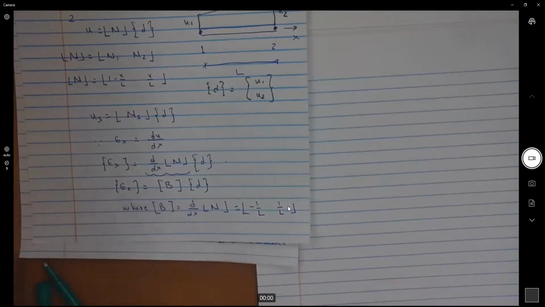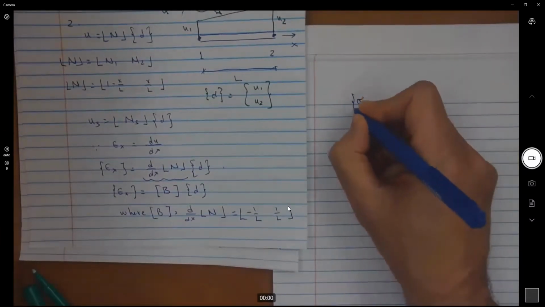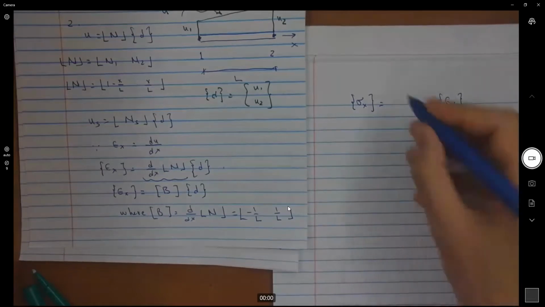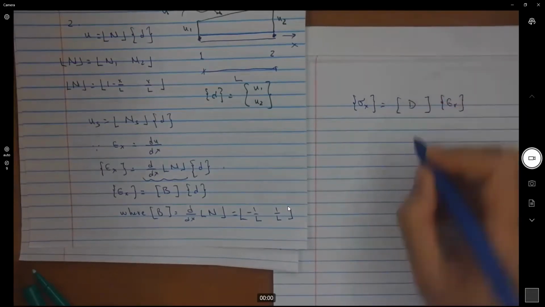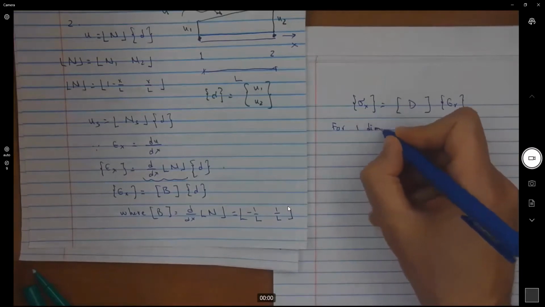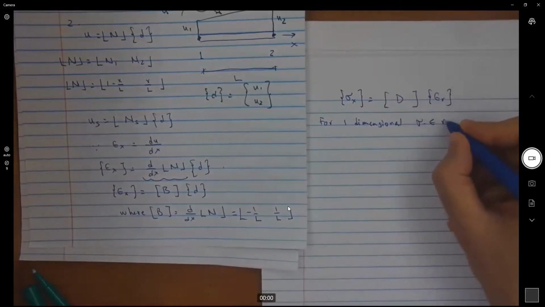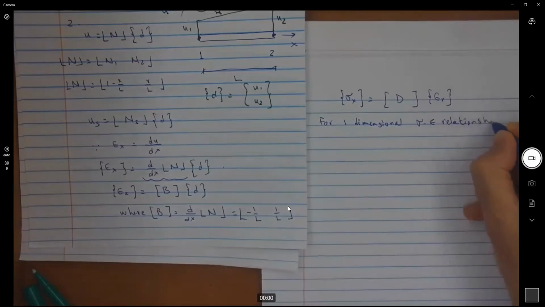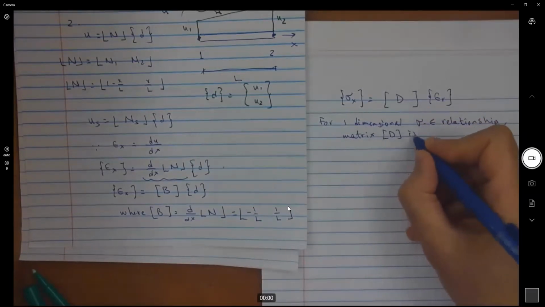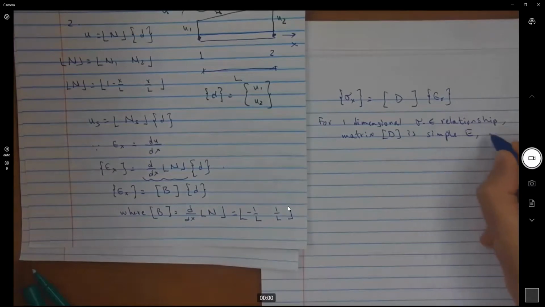So we have here an expression for epsilon. Now, if I want to write an expression for sigma x as it relates to epsilon x, these are related via the matrix D. For a one-dimensional stress-strain relationship, the matrix D is simply E, the modulus of elasticity, right?